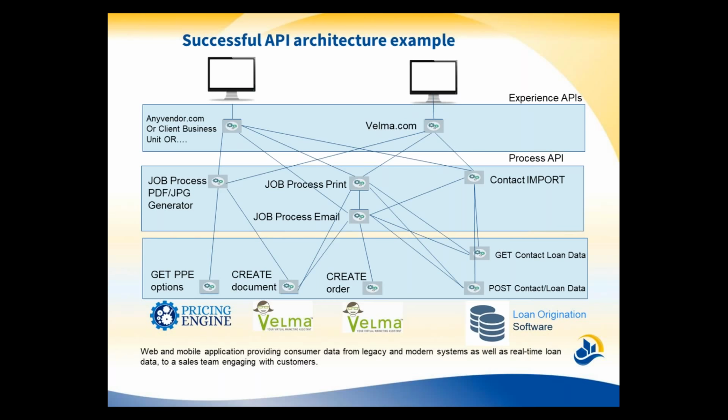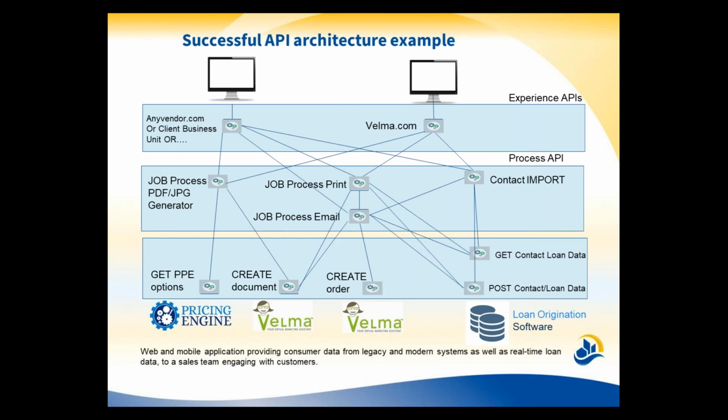I'd like to put some information into your system. Here are my credentials to prove I am who I say I am. And then the LOS opens the door and the CRM walks in and drops off the contact and loan data. So it's a very basic post contact and loan data. And then conversely, it might be get contact and loan data.